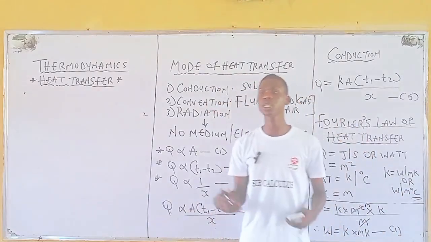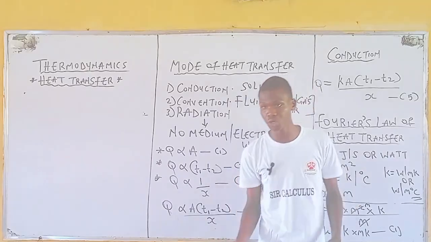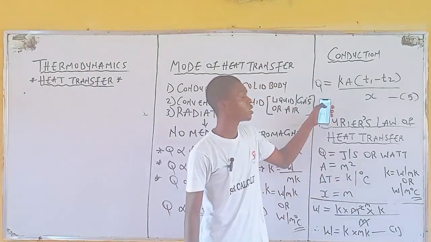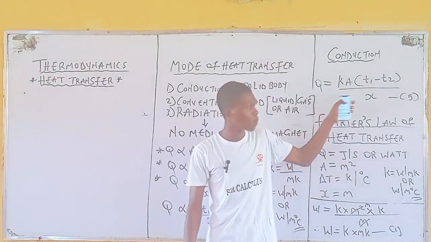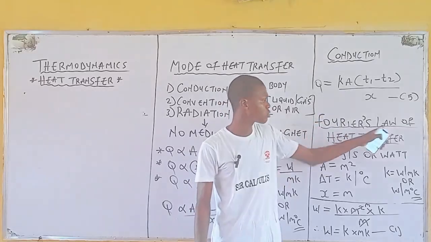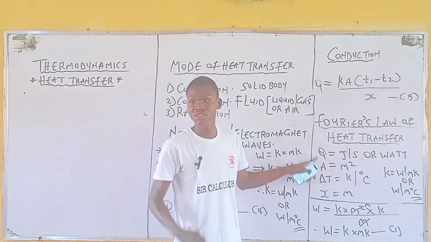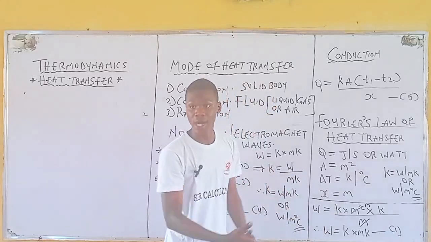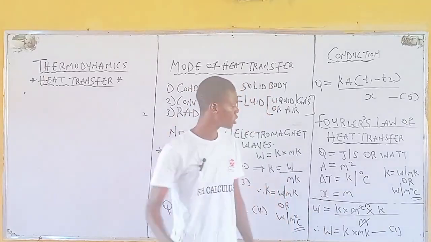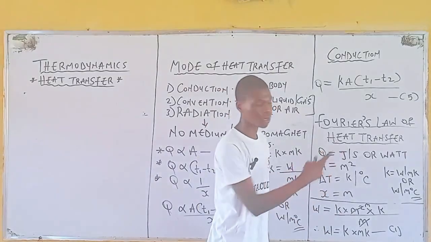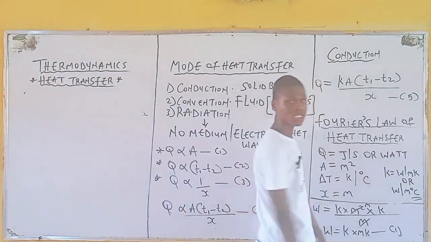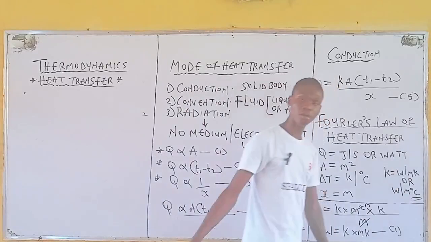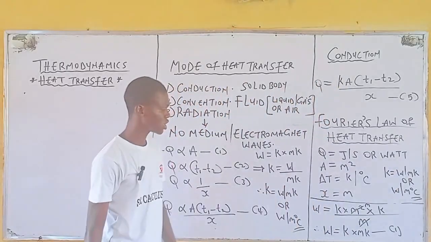Moving on, when it comes to conduction, the law governing conduction is called Fourier's law. Mathematically, this is the equation, equation 5, Fourier's law of heat transfer, where Q is the rate of heat transfer in joules per second or watt. A is the cross-sectional area for a solid block. Change in T is measured in Kelvin or degrees Celsius, while K, the constant, is called the thermal conductivity, with unit watt per meter Kelvin or watt per meter degree Celsius.